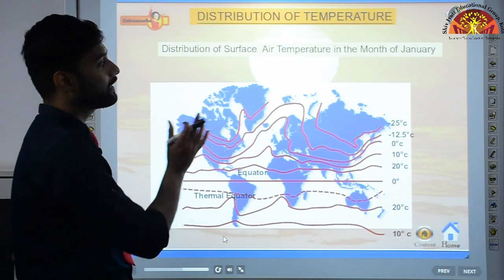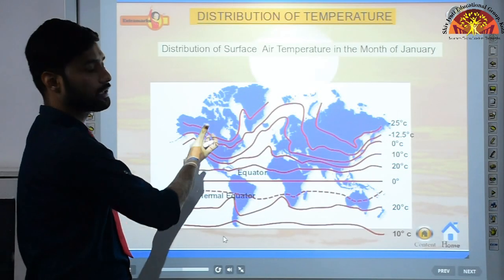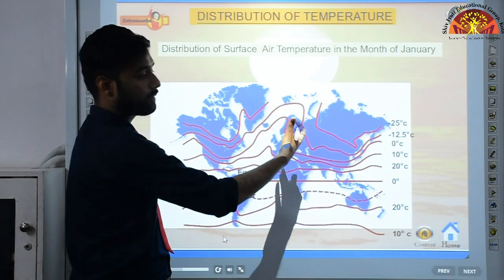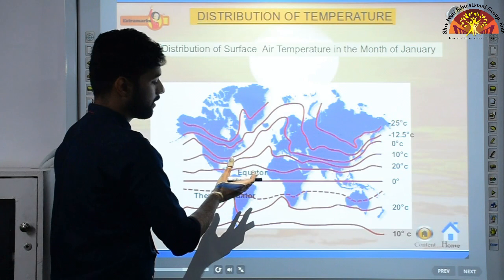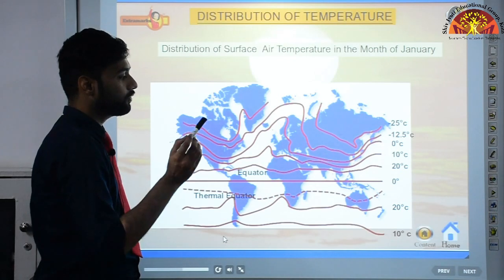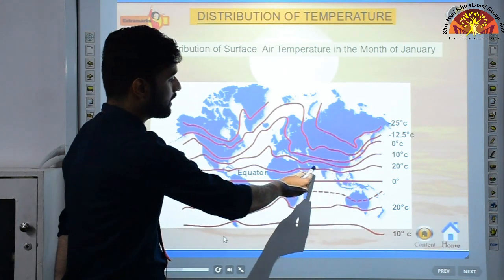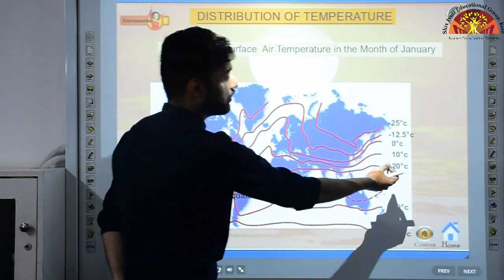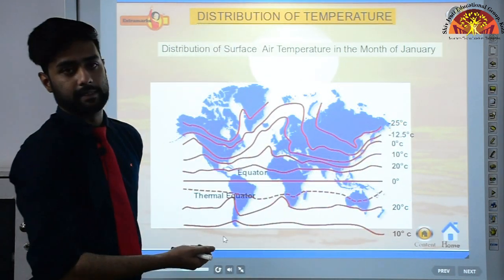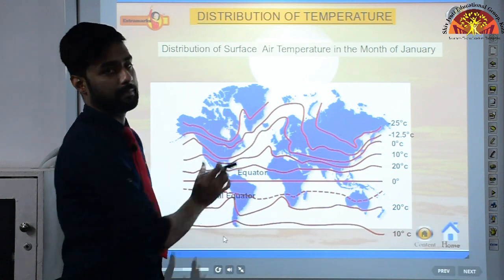We already know that in January, what will happen, that the northern hemisphere, which has big continents like Asia, Europe and North America, these continents will be away from the sun. That means they will experience winter climate, winter, and the southern hemisphere will experience summer. So now let us see what these lines mean. Now if you travel on the line which is 20 degrees Celsius, okay, you will see that the places which are coming under this line, they all have the temperature 20 degrees Celsius. Same goes for 10 degree, 0 degree, minus 12.5 and minus 25 degrees Celsius. Okay, so these lines, what are they doing? They are connecting places having similar temperature.